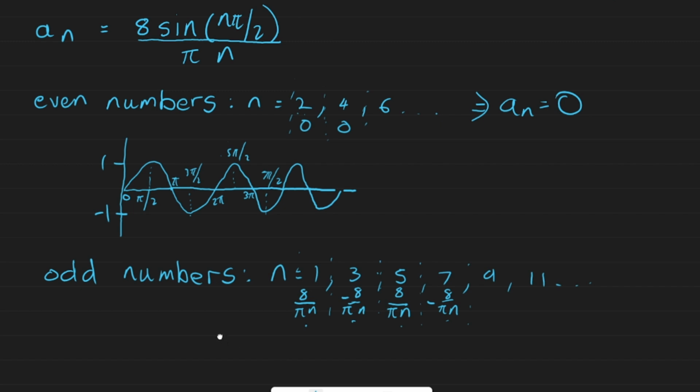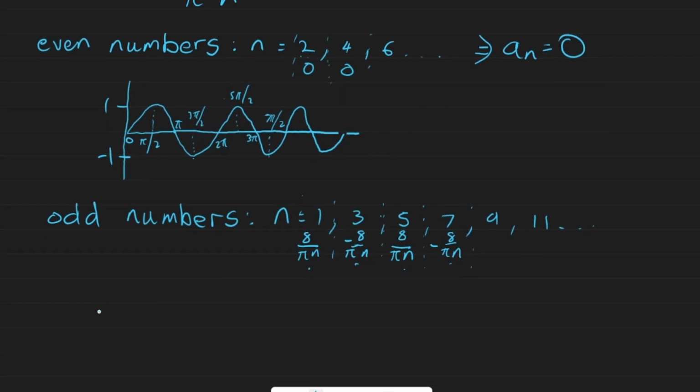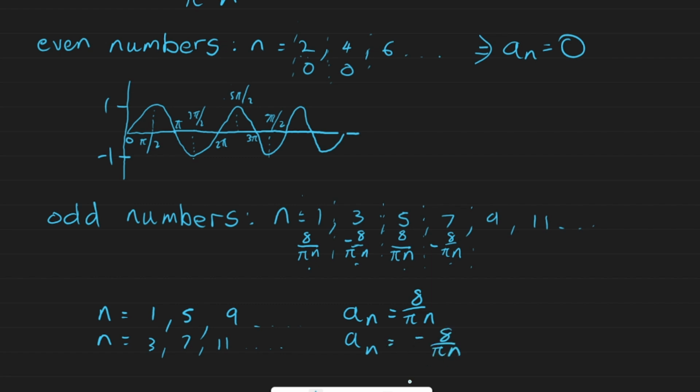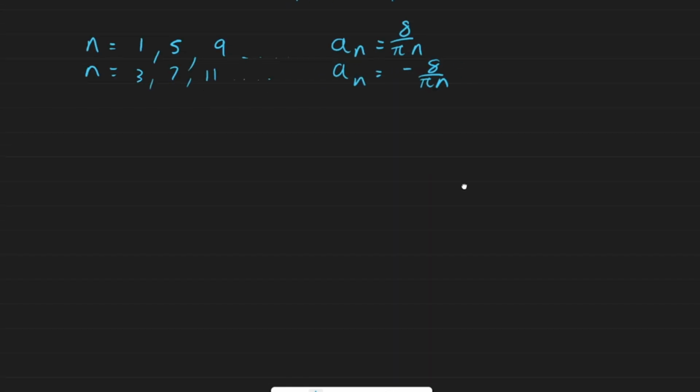And for the remaining ones, we have minus 8 over pi n. So what we can see here is that, so we'll say for n is equal to 1, 5, 9, etc., then an is equal to 8 over pi n. Then for n equal to 3, 7, 11, etc., an is equal to minus 8 over pi n. So we are now almost done. We are literally almost complete with writing our Fourier series.